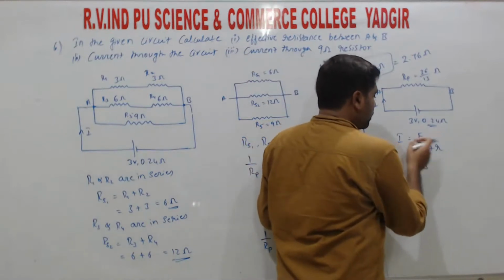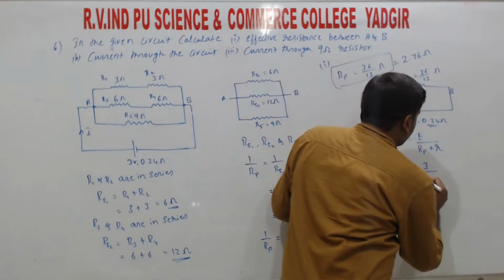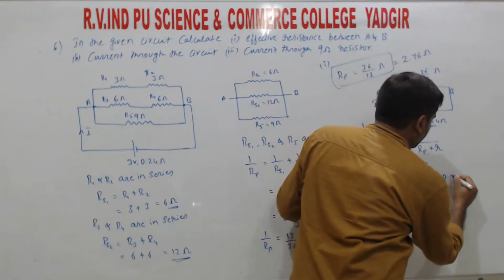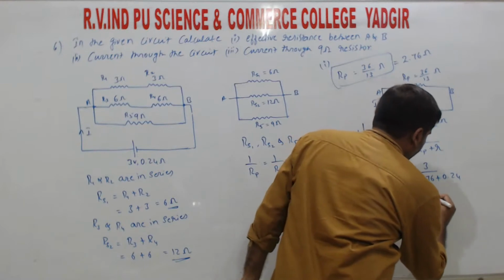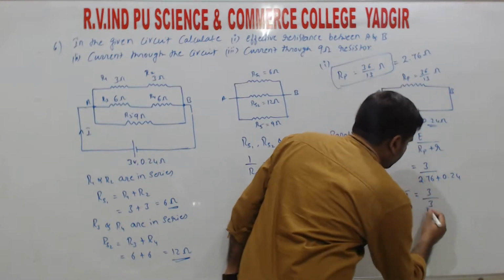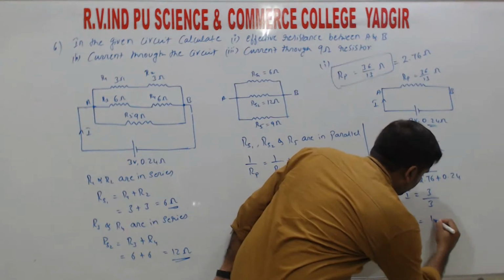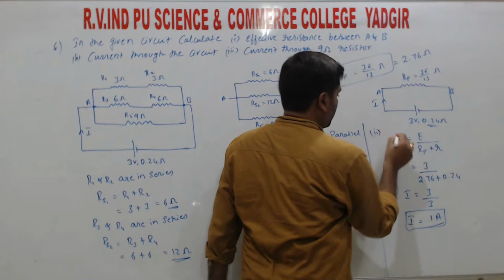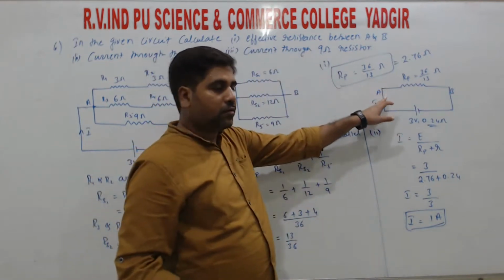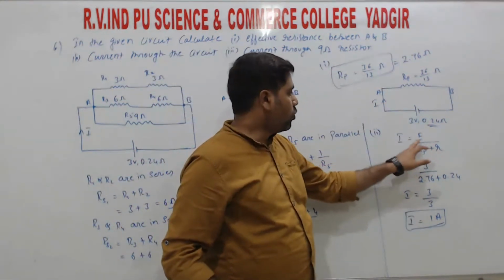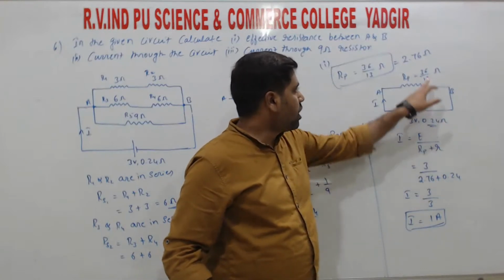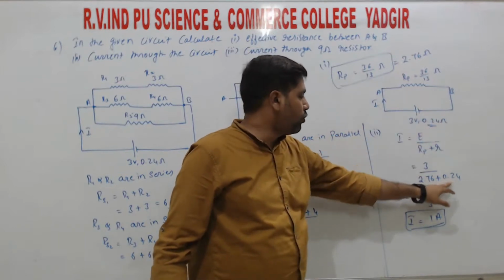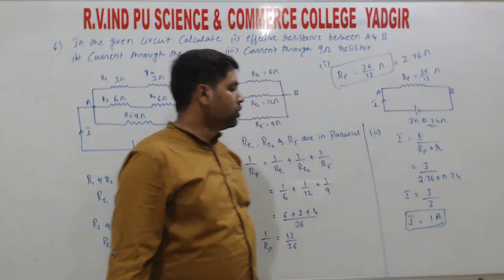So if I put in the values, we get 3 volt divided by RP, which is 2.76, plus internal resistance 0.24. If we add these two, we get 3 divided by 3. So the current flowing through the circuit is 1 ampere. So this is for the second one. The formula is I is equal to E divided by RP plus r. So RP value is 2.76 plus internal resistance 0.24. If you add these two, we get the value 3.